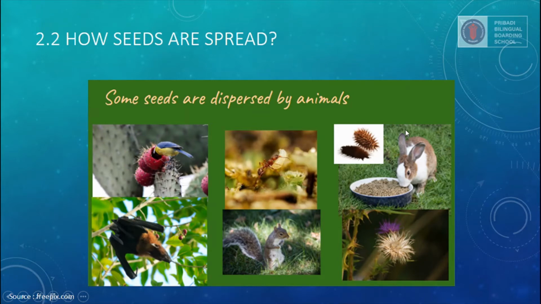And the next one, the animals can disperse the seeds unintentionally, so they accidentally spread the seeds. They don't realize there is a seed stuck on their fur, and then the animals go away, and when they shake out their fur, the seeds fall off and can grow in a new place.